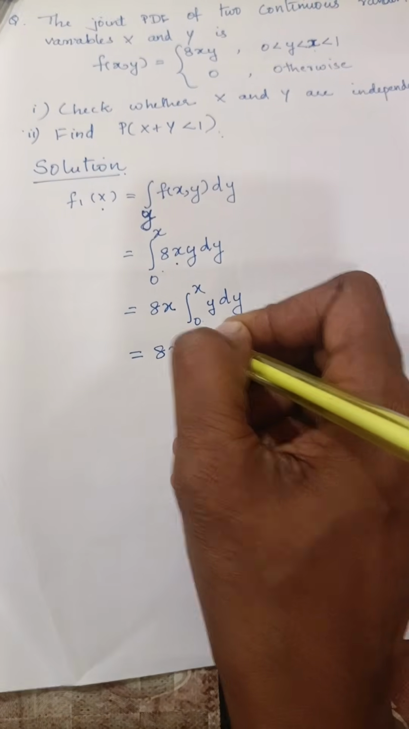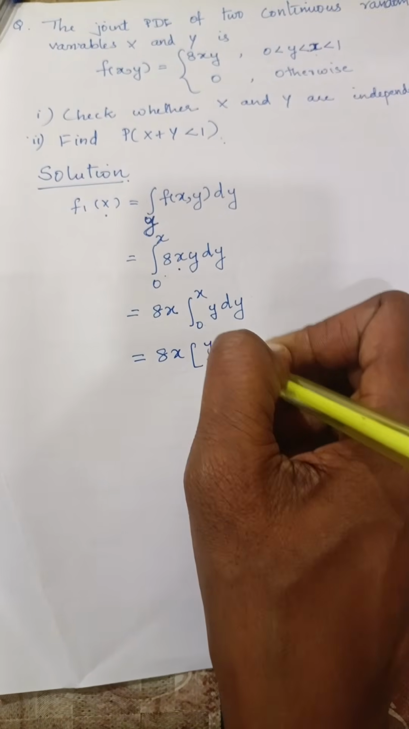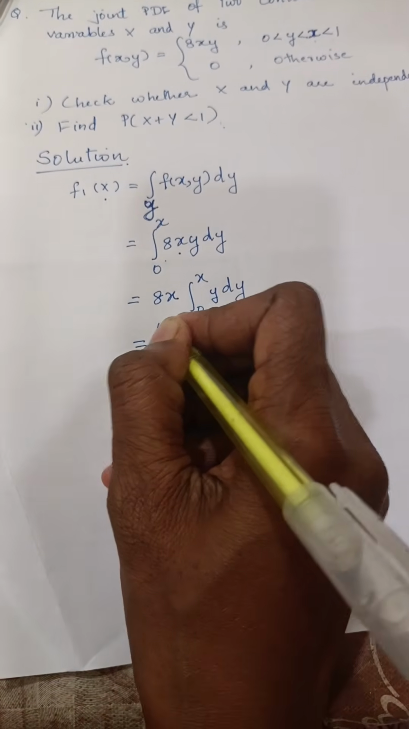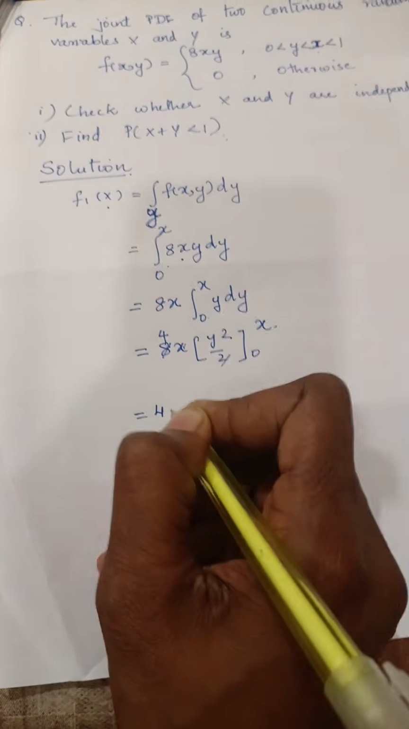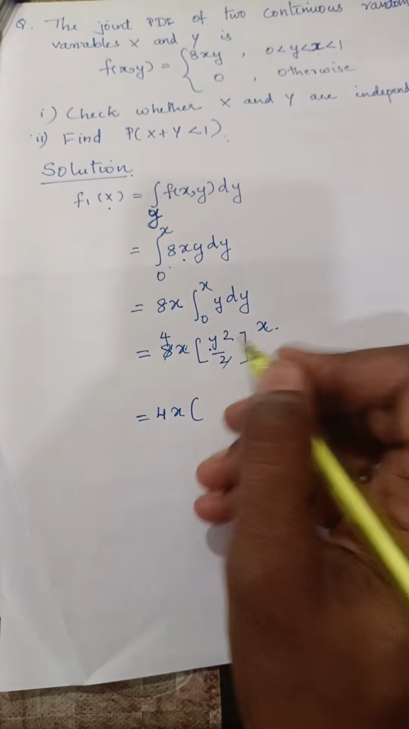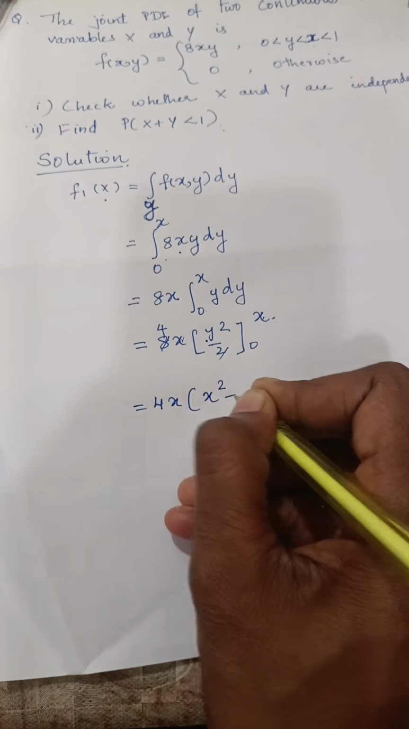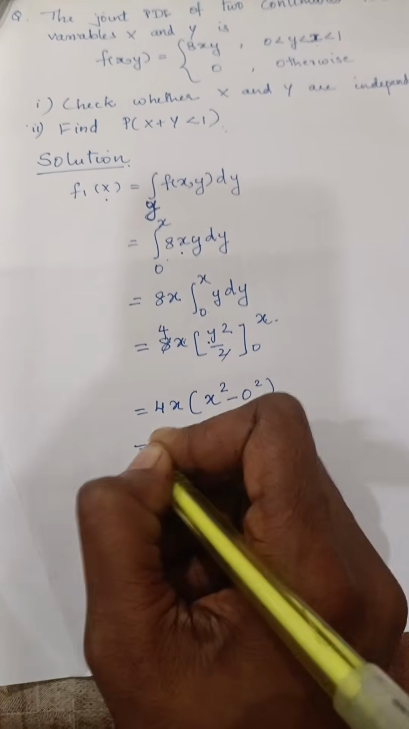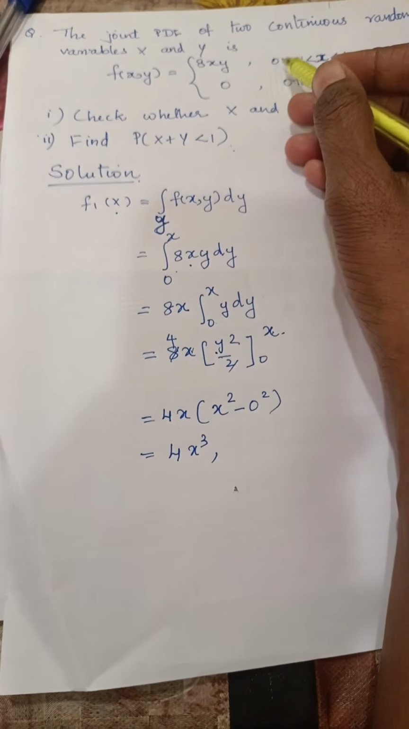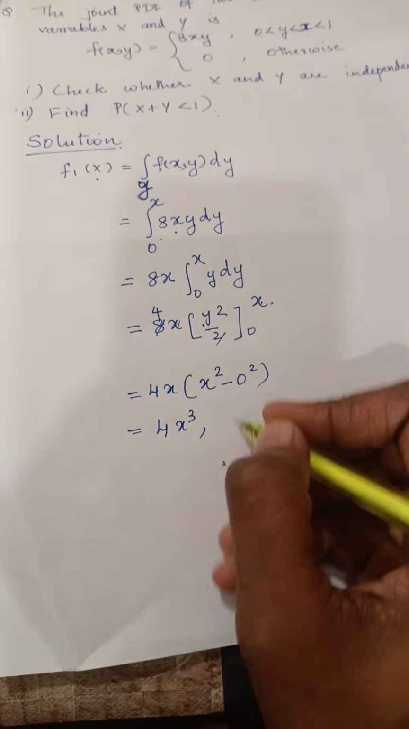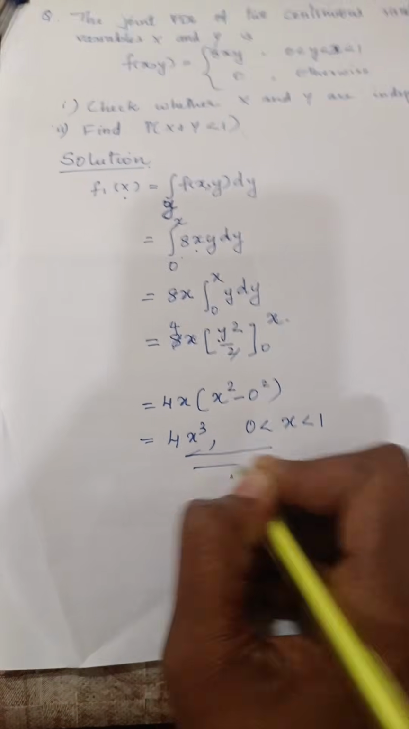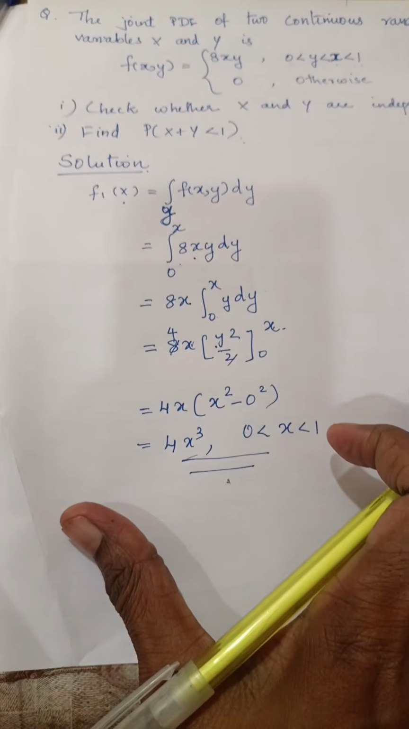Then the integral from 0 to x of y dy is equal to 8x times y squared by 2 over the limit 0 to x. So we can cancel this 2 and 8, giving 4x, and now we can apply the limit. So x squared minus 0 squared, that is 4x cubed, and x is actually lying between 0 and 1. So we can write the limit of x as 0 < x < 1. So this is the marginal distribution of x.